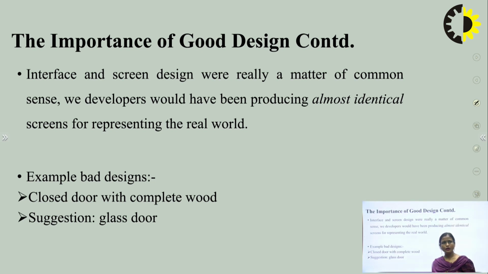we developers would have been producing almost identical screens. That means we are trying to specify things that are related to our real world. An example of bad design is if we have created something enclosed in a door made of complete wood, and we would not be able to see. That is our bad design. The best design is if there is a glass door so that we can easily see everything.